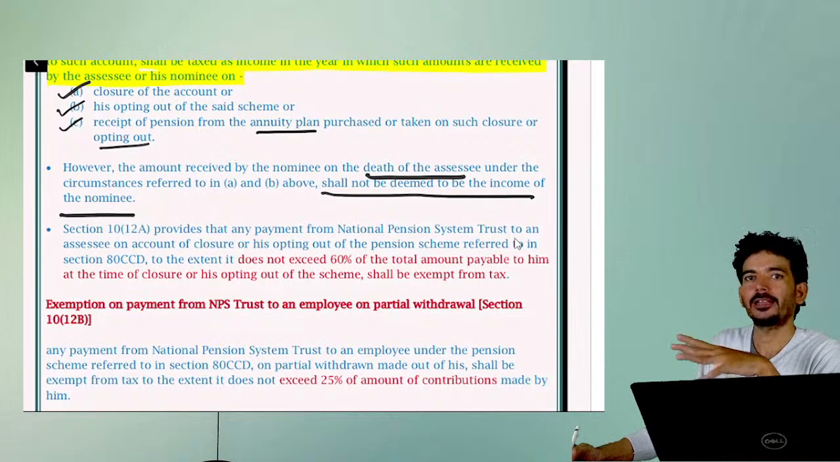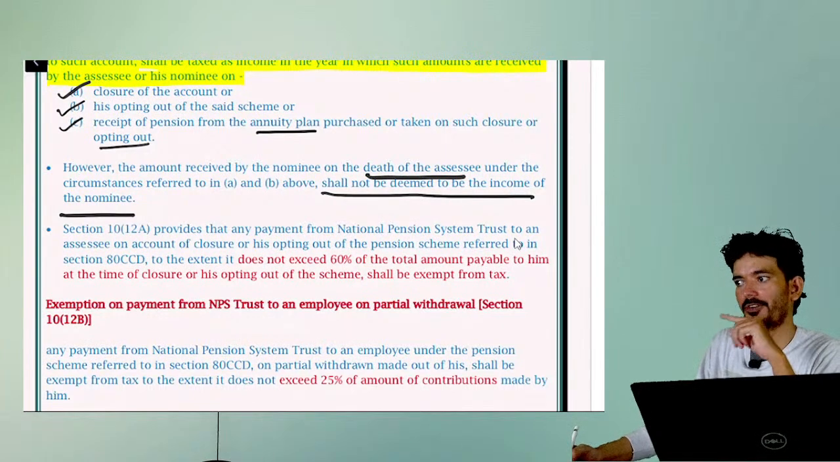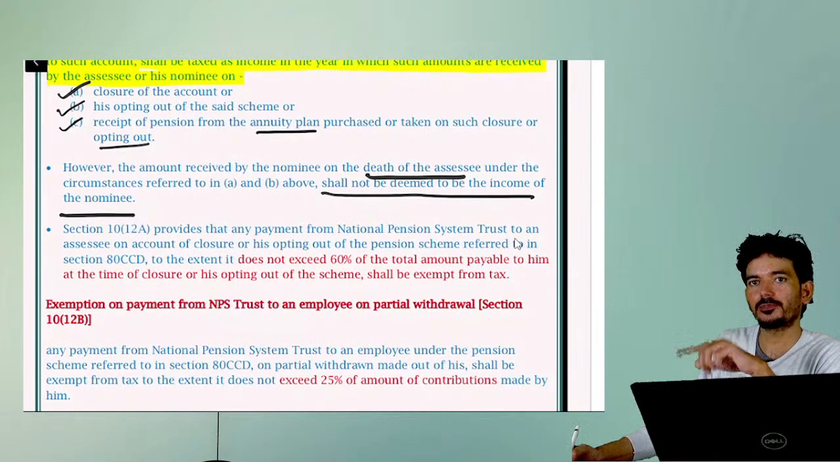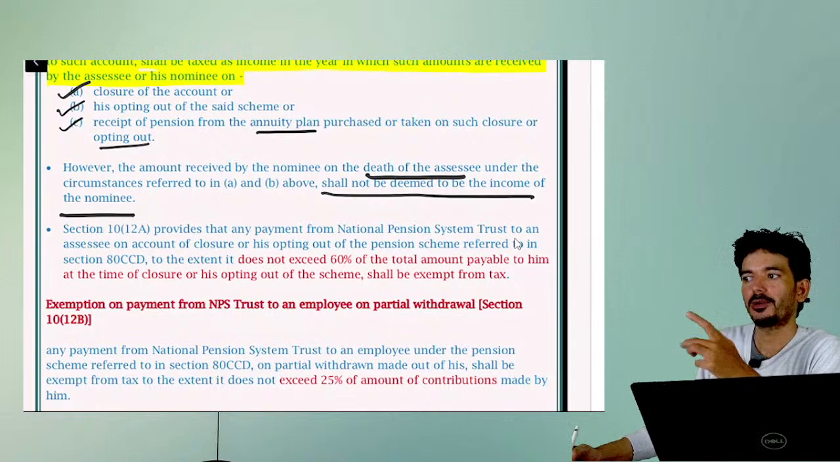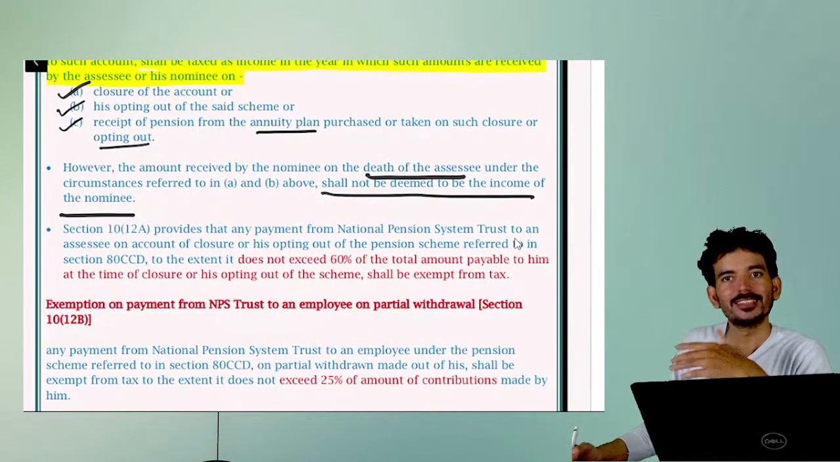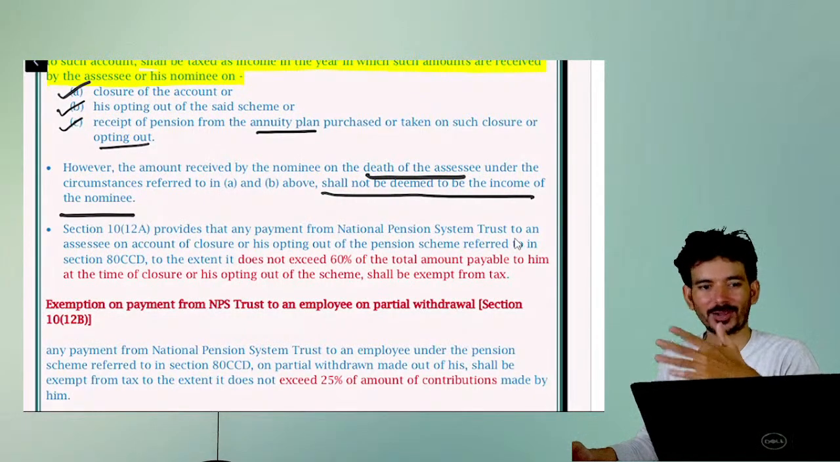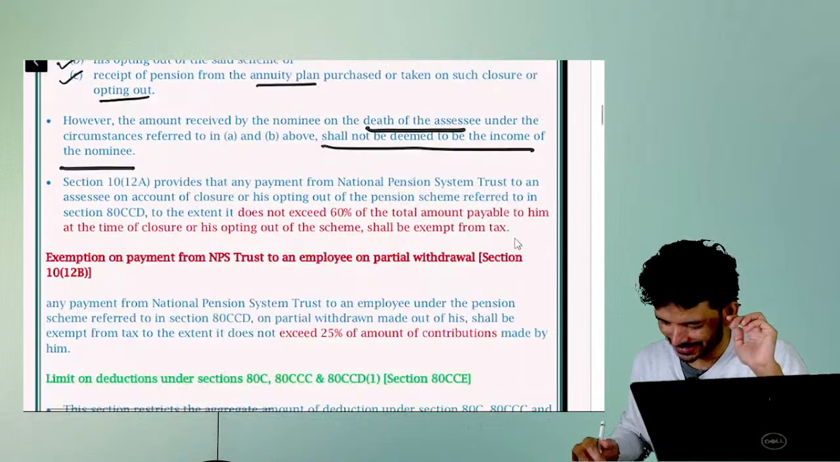So it is an ancestral property. What you call this? Inheritance property. So inheritance properties, you will not pay tax. If the person himself is withdrawing, it is taxable. But if he is dead and family members are taking the money, I am so sorry to say this, it is not taxable. Maybe it should have been the other way. Okay, so that's my view.